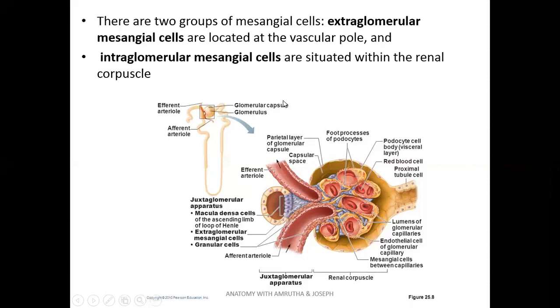There are two types of mesangial cells, extraglomerular and intraglomerular. As I said before, some of the connective tissue layer of the afferent arteriole ends here. They are not going to enter into the Bowman's capsule, and they are modified here called extraglomerular mesangial cells. And intraglomerular mesangial cells are again connective tissue which are seen inside the renal corpuscle.